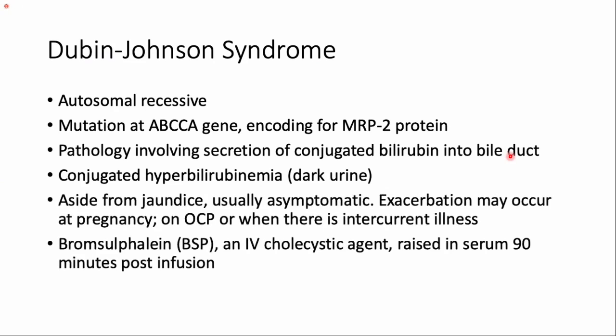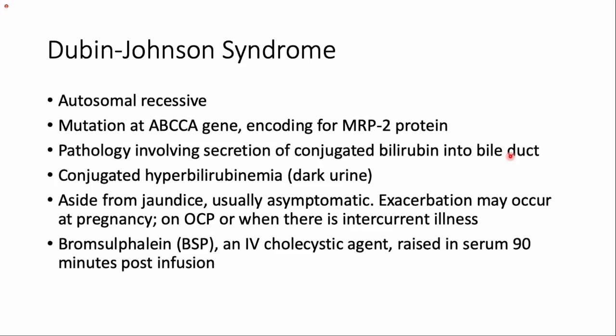So actually, it is more often asymptomatic. Exacerbations will occur in pregnancy or with OCP, or when there is intercurrent illness, or in other words, the conditions that can cause impairment of the conjugation activity, such as pregnancy or OCP, can cause jaundice, but usually it is asymptomatic.